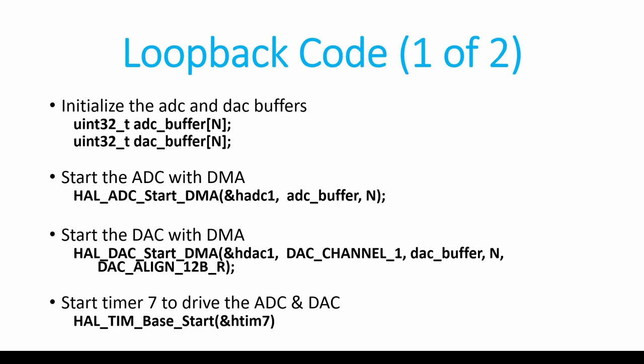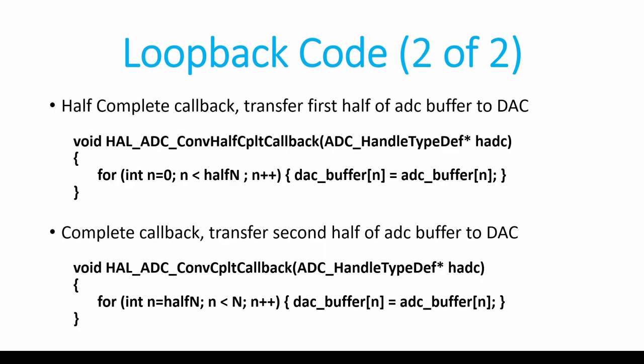Finally, we will call the time-based start function to begin counting on timer 7. Lastly, we must write the function declarations for the two callbacks and include the code to transfer data between the buffers. For our loopback example, two for loops will be used.